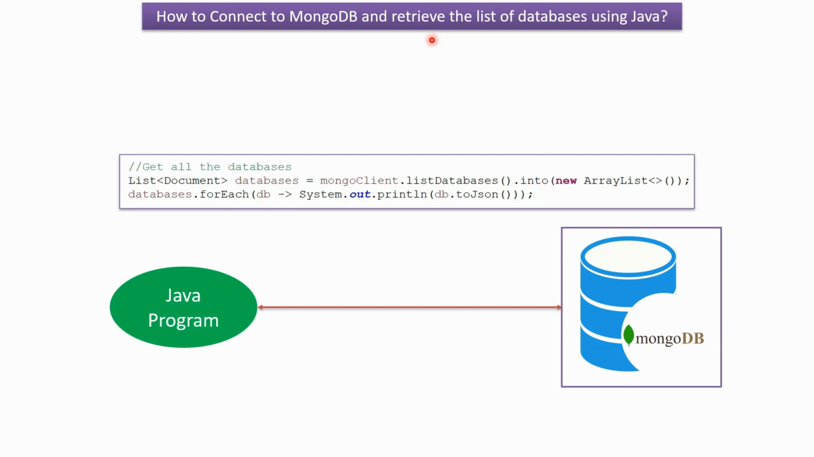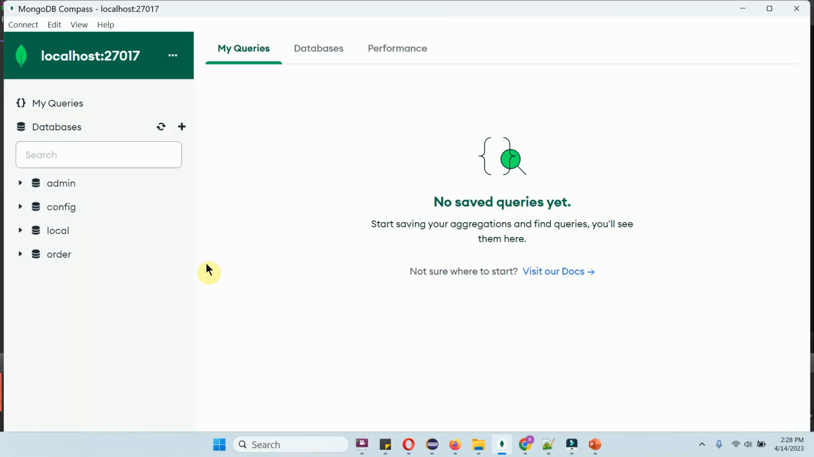In this video tutorial I will explain how to connect to a Mongo database and retrieve the list of databases using a Java program. Here you can see I have connected to the Mongo database server and it has 4 databases: admin, config, local and order. We will see using a Java program how to get these database details.